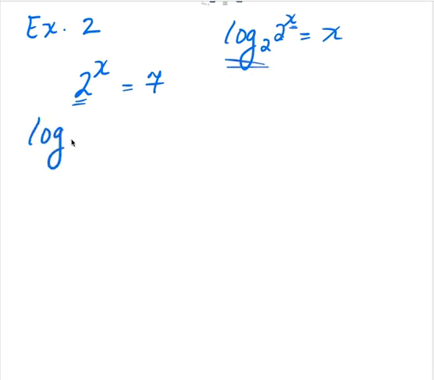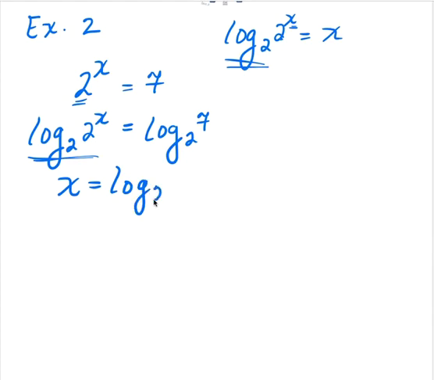So log base 2 of 2 to the x is good, and I've got to do the same thing. I'm still practicing the algebra golden rule. Still going to be base 2, and I'm going to take it of the number 7. All right, well, so what's going to happen here? Well, this becomes x. X equals log base 2 of 7.